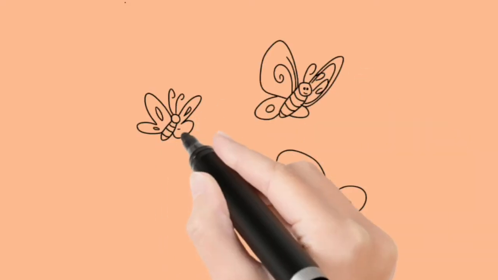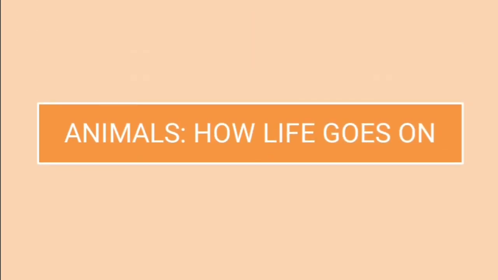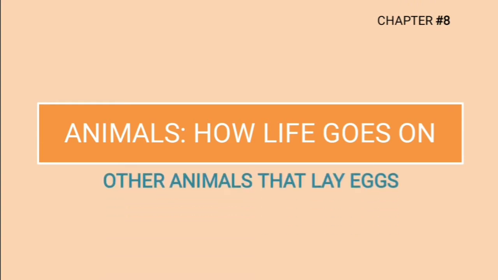Students, today we are going to learn about different egg-laying animals like butterflies, houseflies, etc. So, students, let us immediately start with the chapter Animals, How Life Goes On. And as I said earlier, we are going to study about some other animals that lay eggs.